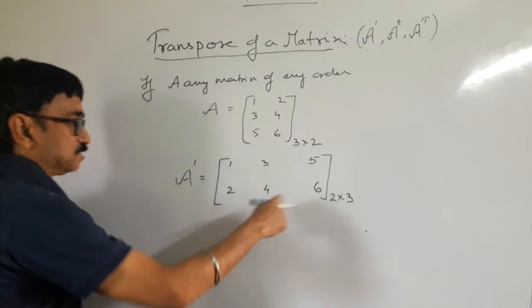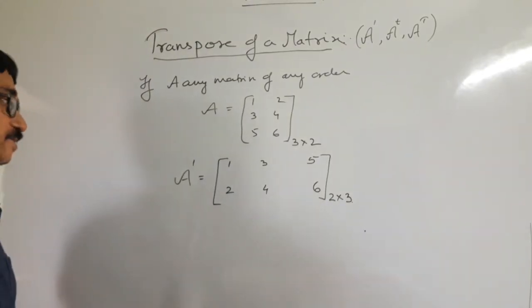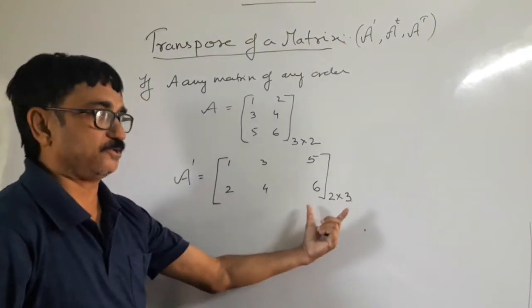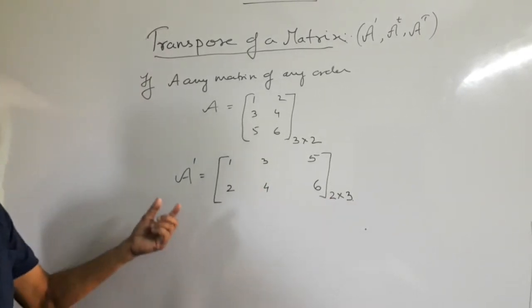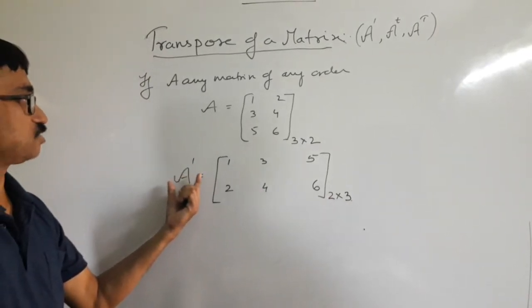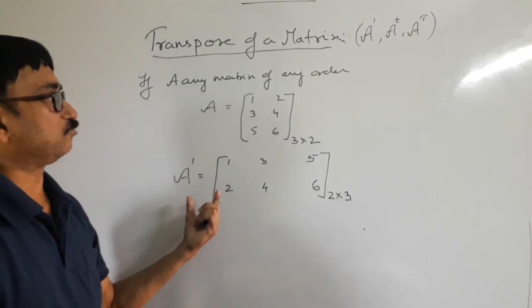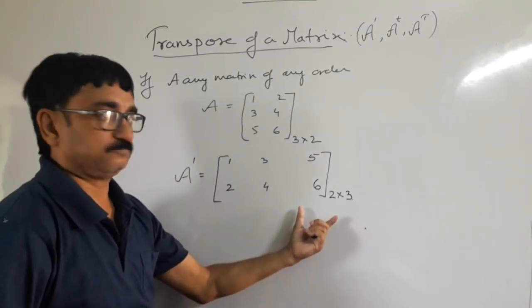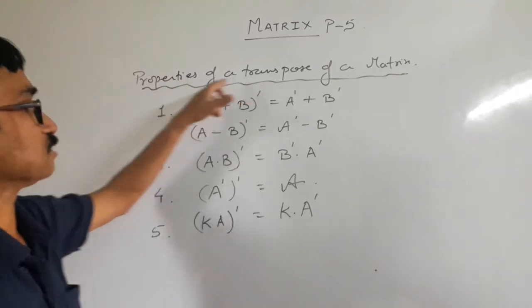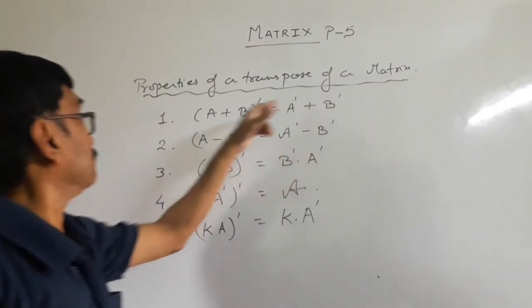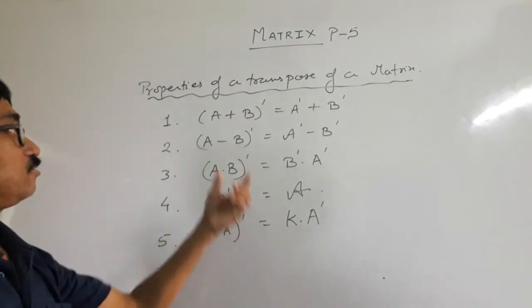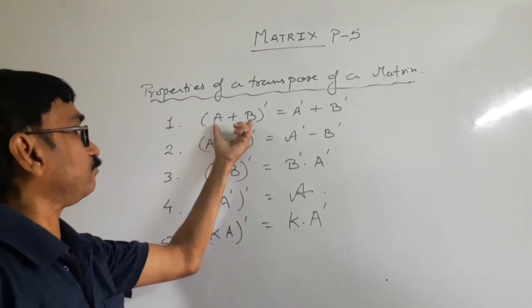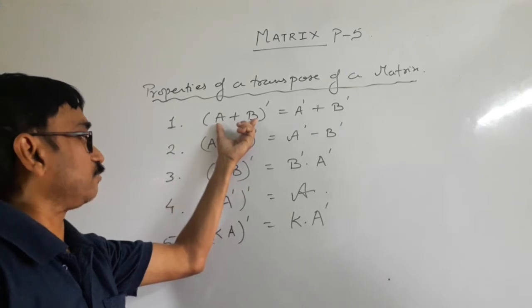So this is known as the transpose of a matrix, and similar operations we can do, addition, subtraction or multiplication, and it can be denoted as A dash or A to the power t or A to the power capital T. Now comes the properties of a transpose of a matrix. If A and B are matrices of any orders, but for addition they must be of the same order.